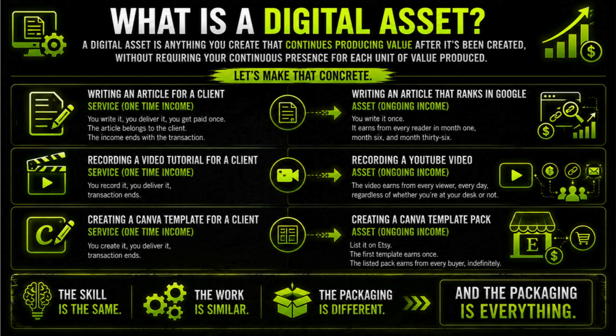Writing an article for a client, that's a service. You write it, you deliver it, you get paid once. The article belongs to the client. The income ends with the transaction. Writing an article that ranks in Google and earns affiliate commissions from every reader who clicks and purchases. Now that's an asset. You write it once, it earns from every reader in month 1, month 6, and month 36. You didn't write it 3 times. You wrote it once and it multiplied.